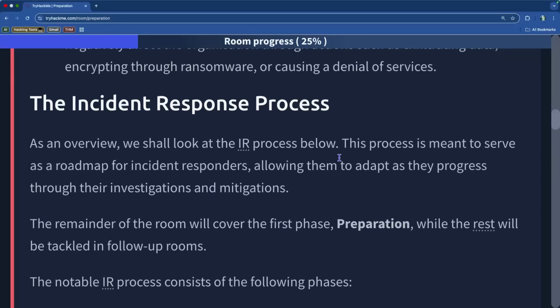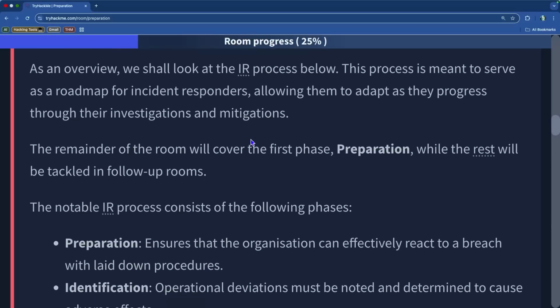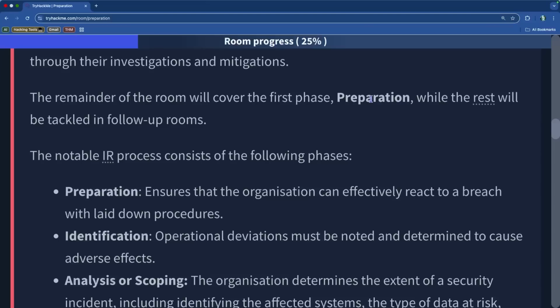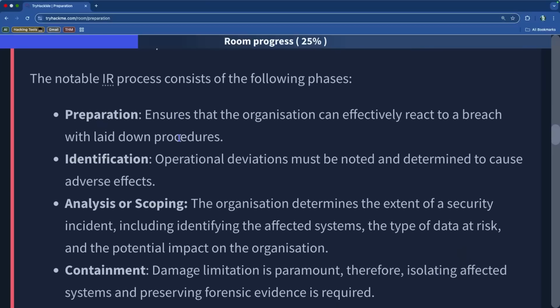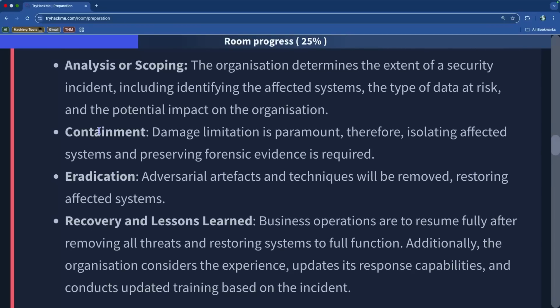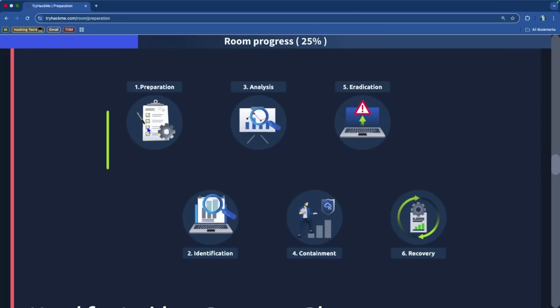So as an overview of the incident response process, it's meant to serve as a roadmap, allowing you to adapt as you move through your investigation and mitigation. The very first step is preparation, and everything else will be tackled as we move along this module, and each one of the steps is going to have its own video dedicated to it because we're going to take a deeper dive into it. So these are the overview of these steps. You have preparation, identification, analysis or scoping, containment, eradication, recovery, and lessons learned, and then you'll start again from the very top, with preparation.